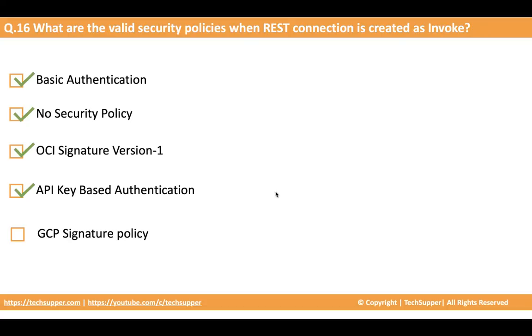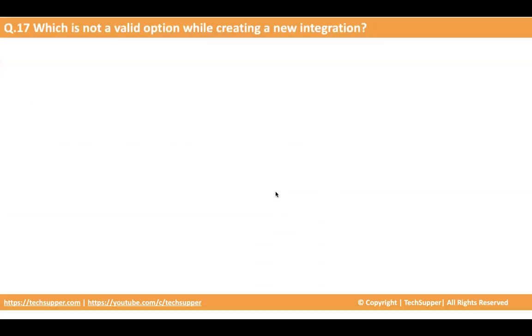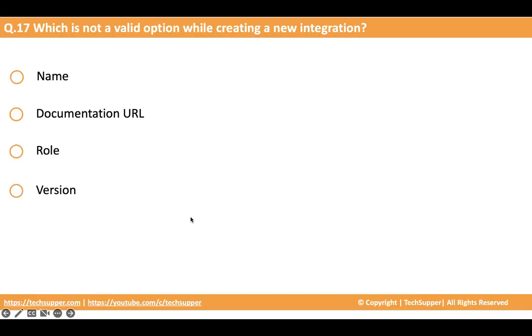Okay, now let's get into the next question. Which is not a valid option while creating a new integration? When you create a new integration using an app-driven or scheduled pattern, you have to fill in a few pieces of information. So what are the valid options available? Name, documentation URL, role, version.